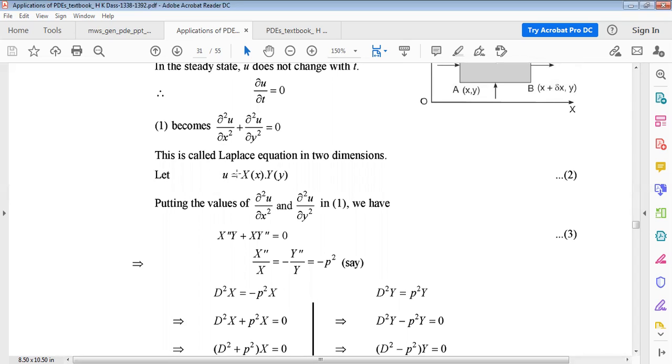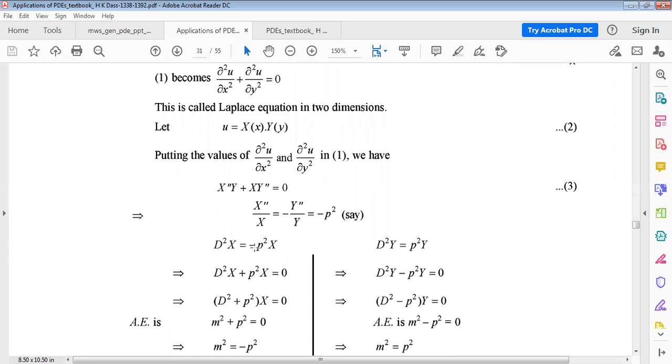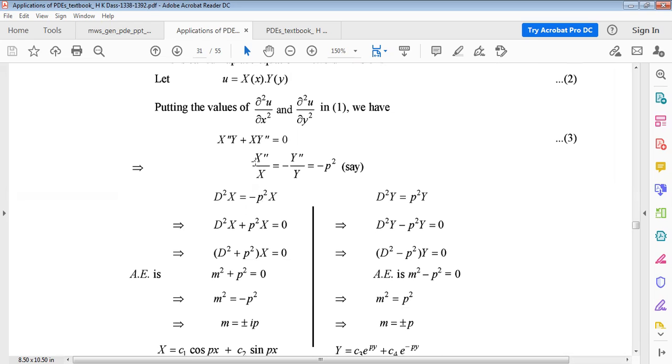This means del square u by del x square, putting the value from here, then we get this one. So this can be written by the variable separable method as X double dash by X equals Y double dash by Y equals minus p square. Remember it. So the first part equals this, and the second part equals this.